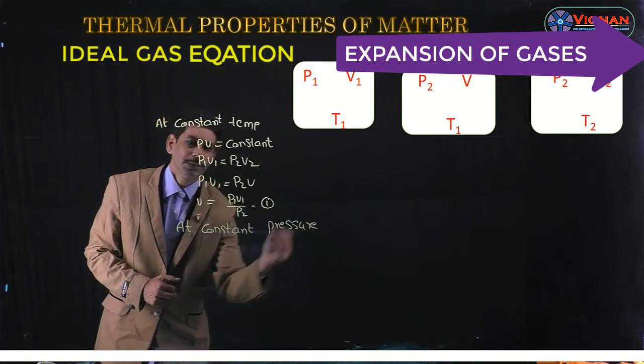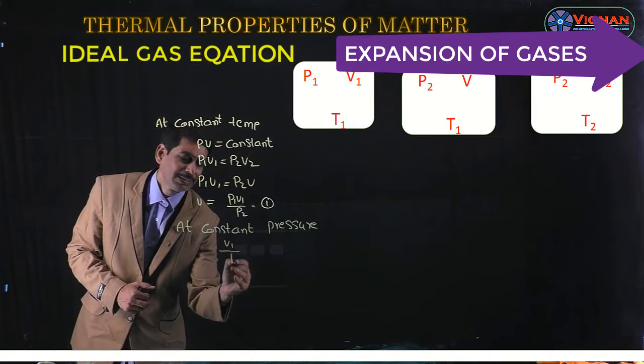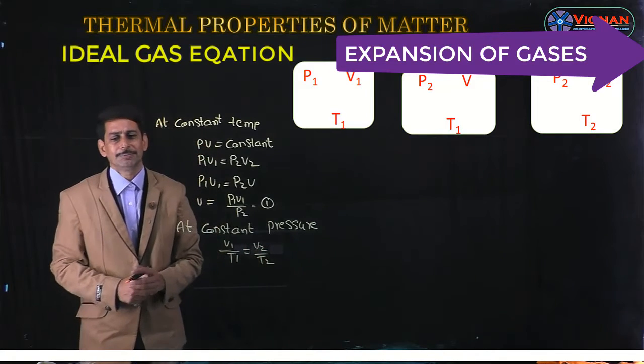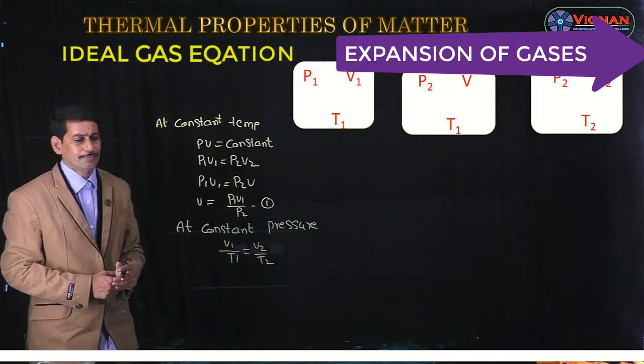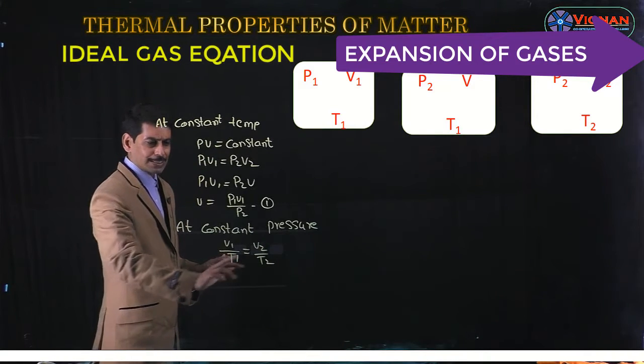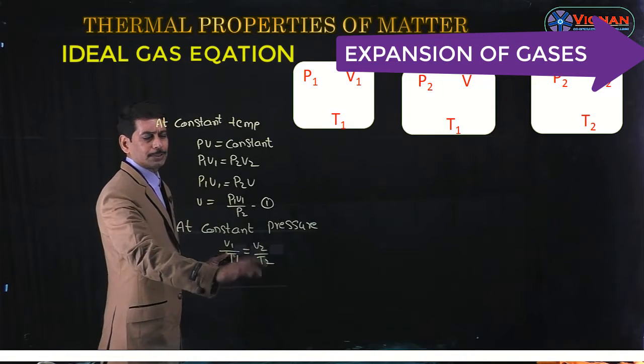So at constant pressure, V1 by T1 is equal to V2 by T2. This is Charles' law. That means the volume is directly proportional to absolute temperature. So V1 and T1 are the volume and temperature in the first case, and V2 and T2 are the volume and temperature in the second case.